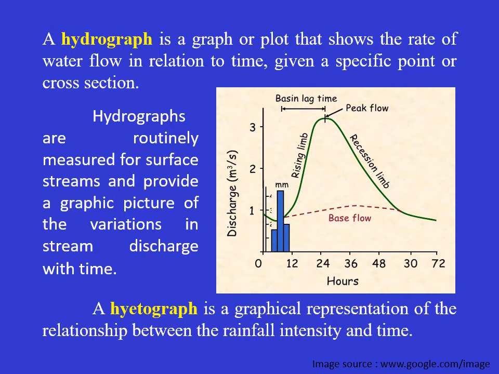The first type of morphometrical analysis is known as the hydrograph. Basically, it's a simple biaxial diagram where the discharge, that means the amount of water passing through an area or passing through a point in a unit time, that discharge is plotted against time. So that time may be hours, days, weeks, months, or that may be years also.